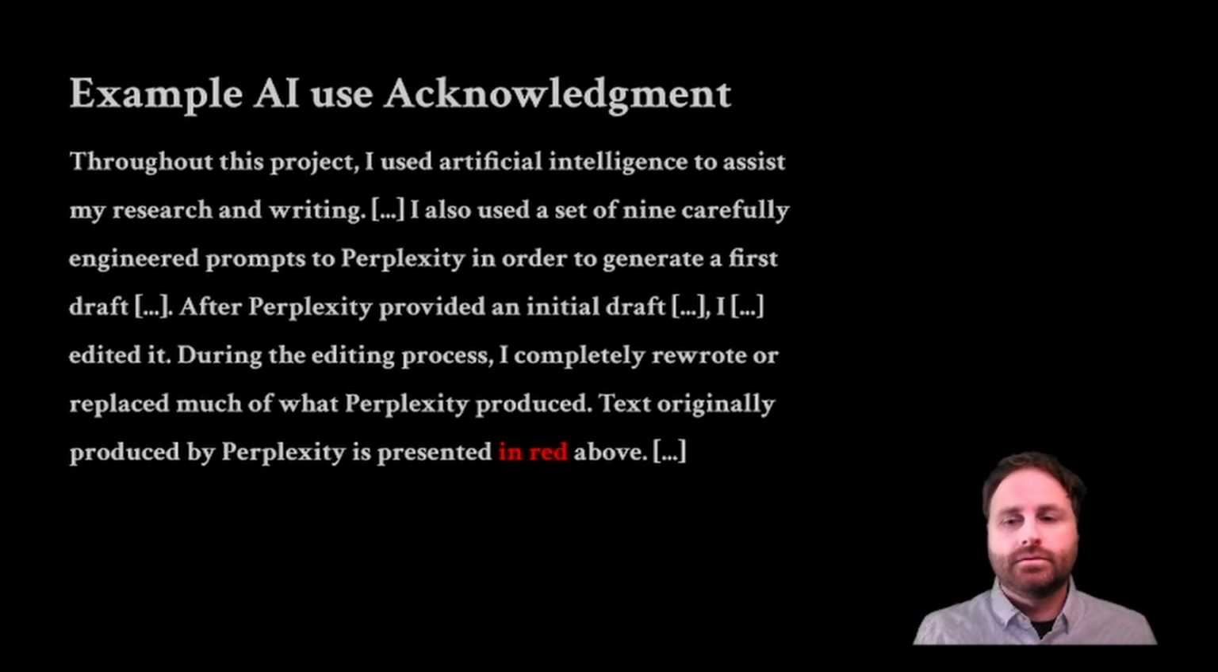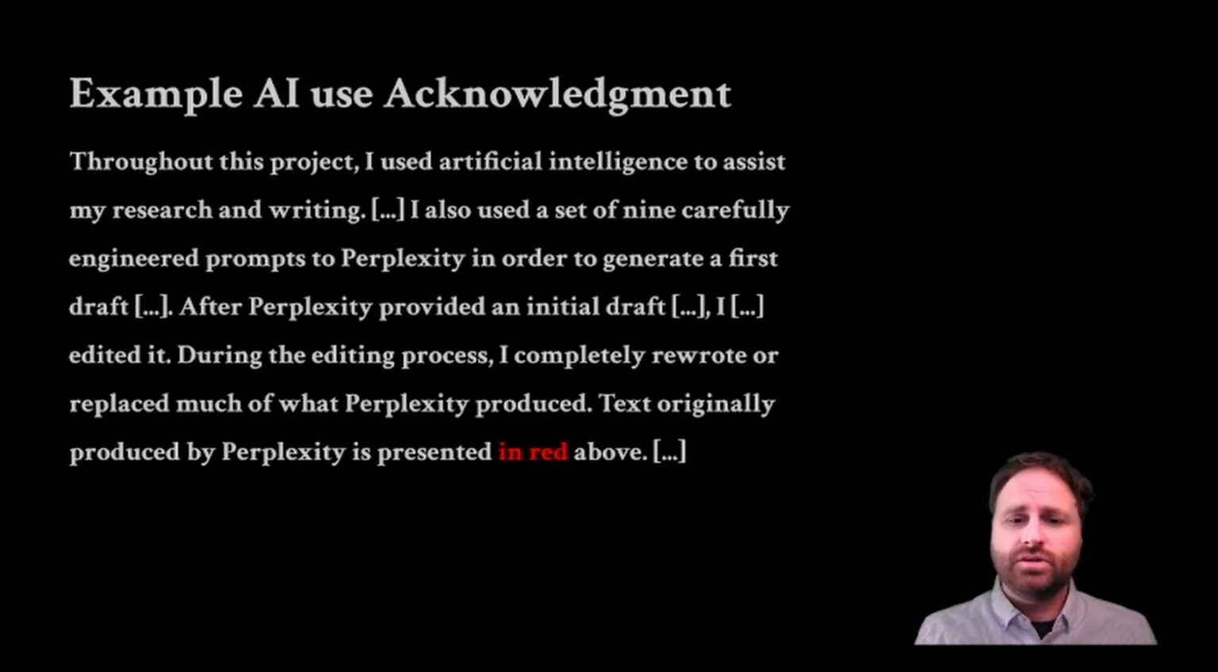Here's what I wrote. Throughout this project, I used artificial intelligence to assist my research and writing. I used several AI text generators when I outlined and conceptualized this paper, including ChatGPT, Google Gemini, and Perplexity. I asked each to suggest an outline and model literature review. I also used a set of 9 carefully engineered prompts to Perplexity in order to generate a first draft of this literature review. My prompts included quotations from my sources as well as from my own research notes, which I used to give Perplexity a better sense of what I hoped to write about.